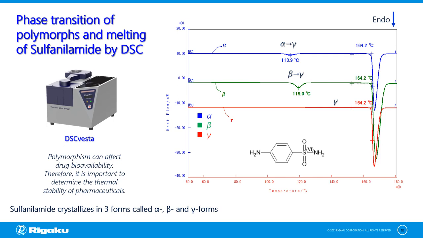In the gamma form shown in the red curve, we can only see an endothermic peak at 164 degrees centigrade due to melting. However, in the alpha form shown in the blue curve, we can observe an endothermic peak near 114 degrees centigrade due to phase transition. Similarly, the phase transition in beta form is observed near 119 degrees centigrade. Both materials exhibited another endothermic peak at 164 degrees centigrade due to melting, indicating that both materials have changed to gamma form.